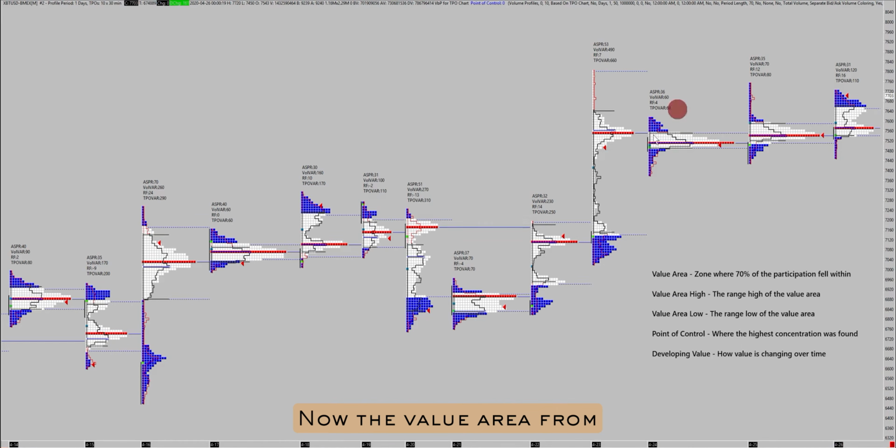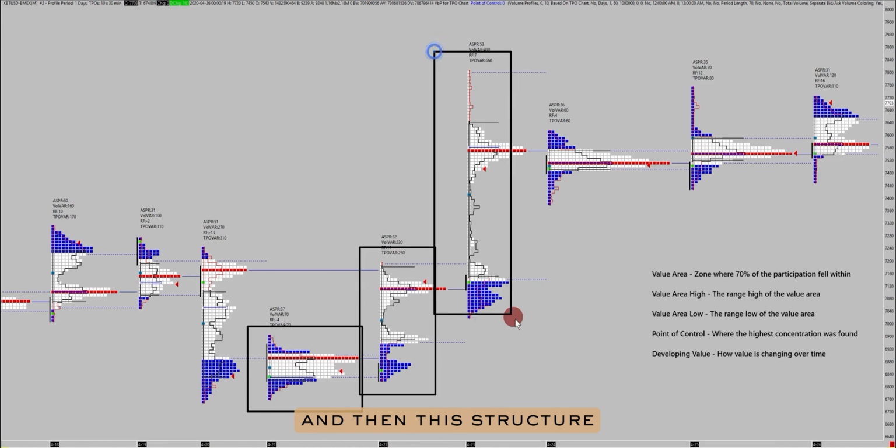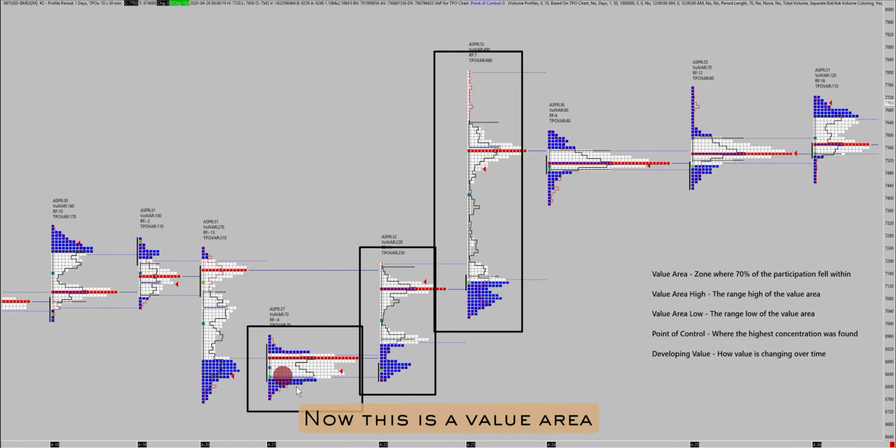Now, the value area from something like this to something like this is telling two different stories. So using this as an example, and then this structure, and then this structure. Now, this is a value area that represents balance, right? More of an indication of balance right here than you would have right here. Okay, they both are value areas, so they both indicate where 70% of the participation was found, where we spent 70% of the time rather, but they're two entirely different structures.